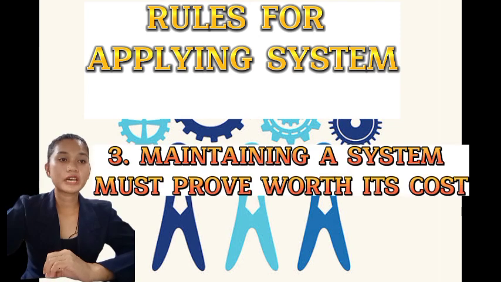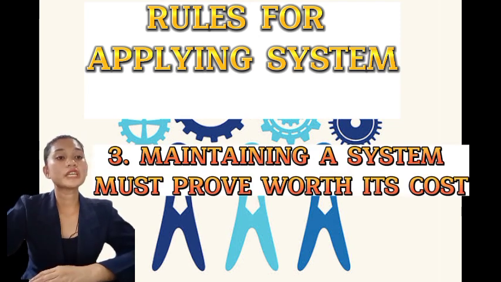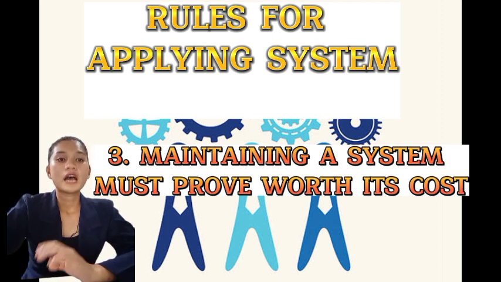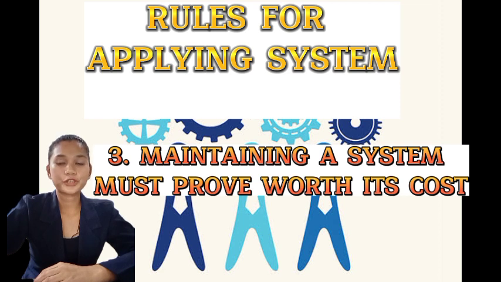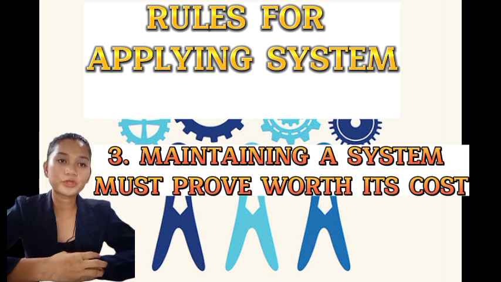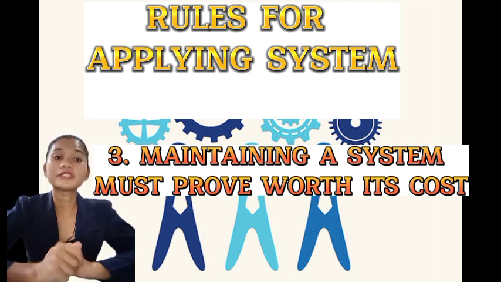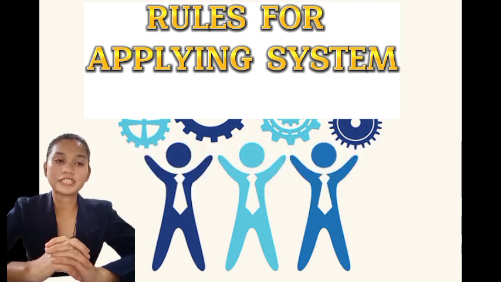And here is the third rule, which is maintaining a system must prove worth its cost. Frequently, a system may help materially in producing the desired results, but its cost becomes a cure worse than the disease. This is a case where the company's system is perfect, but it becomes bankrupt due to the cost of maintaining its system. So we must make sure that maintaining a system proves worth its cost.